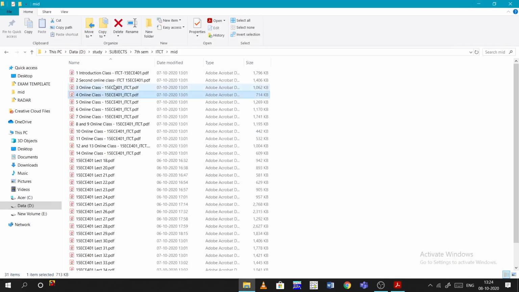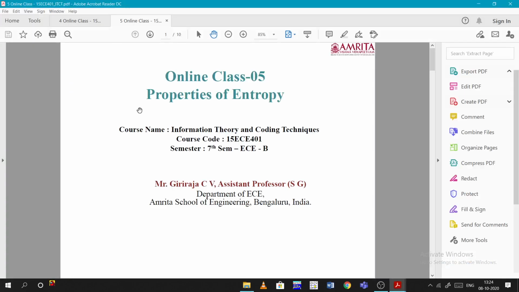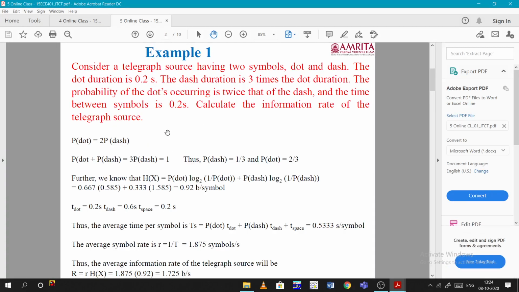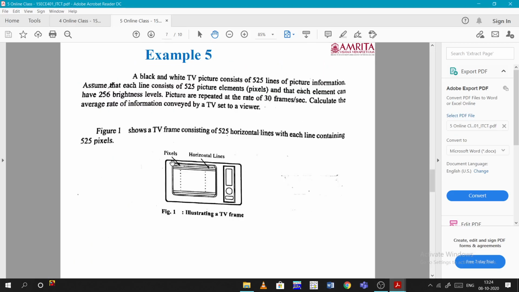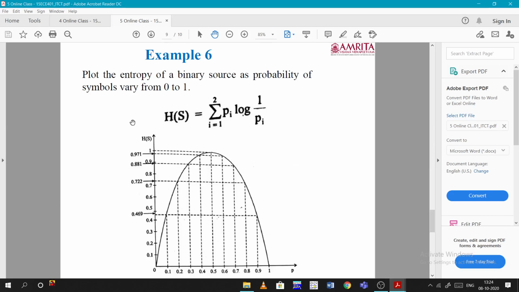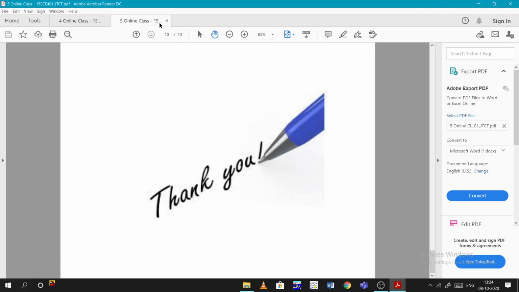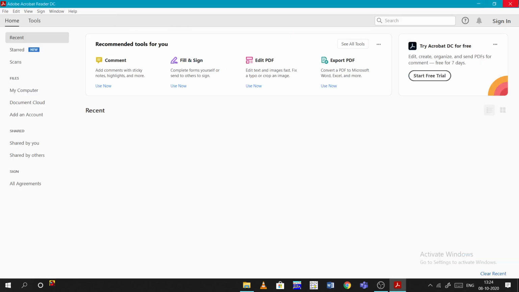Okay, coming to the next one. So this problem is the same. Okay, so this is also problem one.